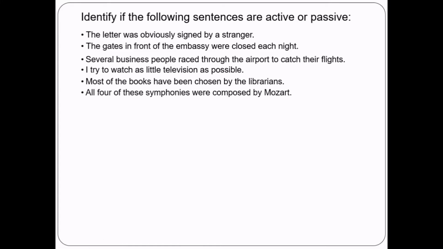And all four of these symphonies were composed by Mozart. That one is of course also still in the passive voice, were composed by Mozart. You can tell the by-phrase over there, and you can tell the passive voice construction, were composed. If you would like to transform this into the active, then you can just move Mozart to the front, and the verb now becomes the simple past. Mozart composed all four of these symphonies.